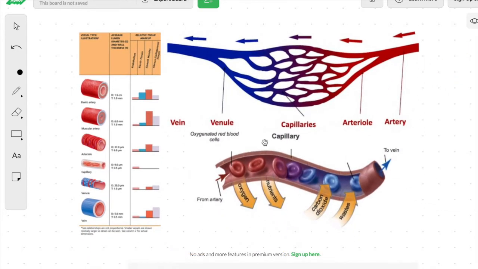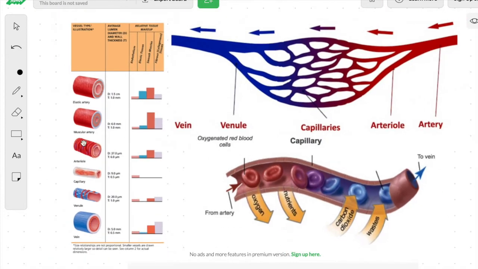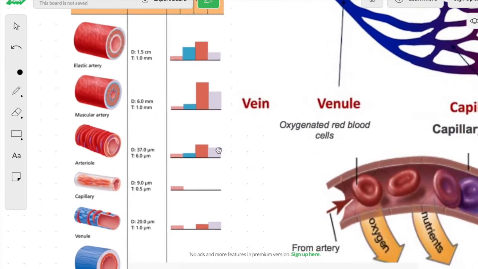Now let's move towards your arteriole. You can see in this picture, this is your arteriole. In here, D means the diameter, and T means the thickness. So you have to compare the diameter and thickness if you have got exams. The arterioles are smaller branches of the arteries.